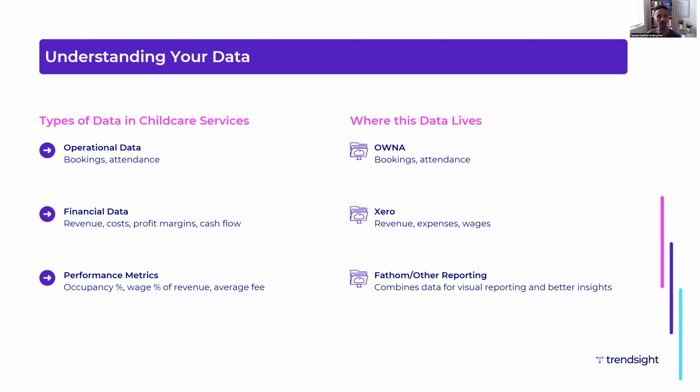And then the last type of data we're going to look at today is the output of all of that. So when you combine your operational and your financial data, you can get some really good performance metrics, or what others might call KPIs. So stuff like your occupancy percentages, your wages as percentage of revenue, your average fees, and things like that. We're going to be able to produce that in that reporting template, which I'll share with you all, and then also in reporting tools such as Fathom.